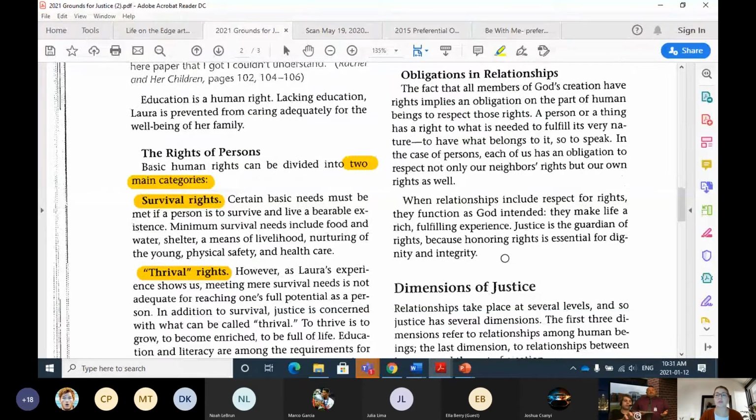When relationships include respect for rights, they function as God intended them. They make life a rich, fulfilling experience. Justice is the guardian of rights because honoring rights is essential for dignity and integrity. So if someone is being stripped of their rights or deprived of their rights, that is an attack on their human dignity, right? Because those two go hand in hand.